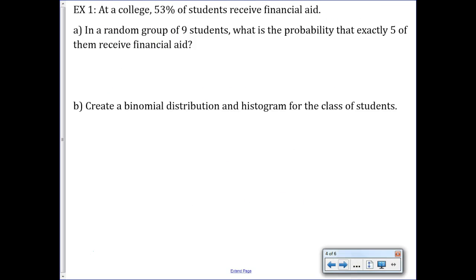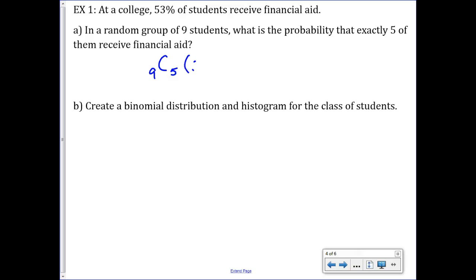Okay, so at a college, 53% of students receive financial aid. So that's going to be our success, 53% receiving financial aid. In a random group of 9 students, what is the probability that exactly 5 of them receive financial aid? For that, we're going to say we have a group of 9, and we want to know how many are successful, how many times 5 are successful.